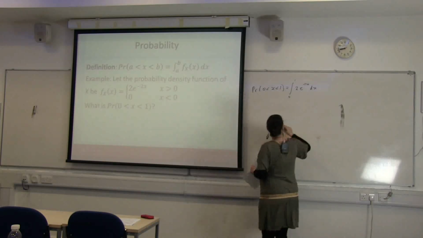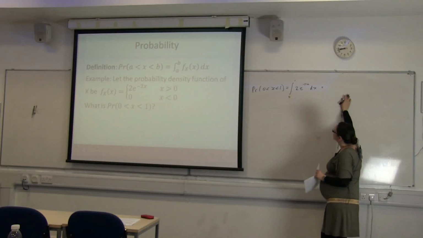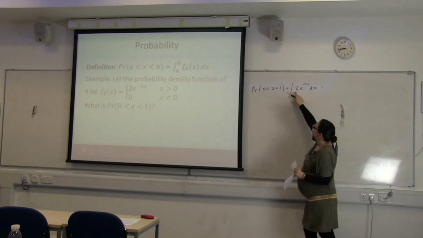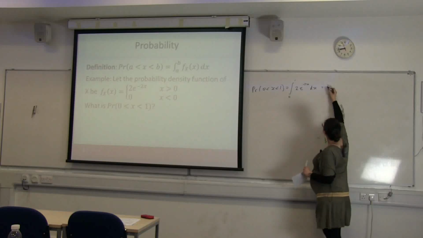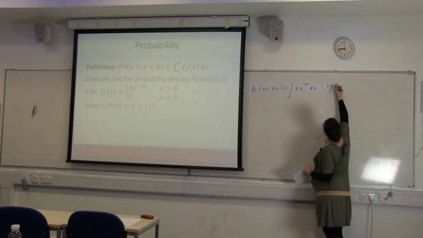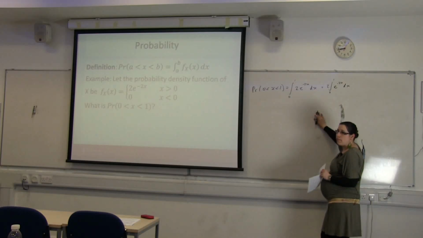You've got it by parts, isn't it? Mm, no, I wouldn't do by parts because the 2 can be brought out front. You do minus, so you've got the 2 outside, e to the minus 2x. So I can do that as 2 times the integral from 0 to 1 of e to the minus 2x dx. So that would be e to the minus 2x over minus.